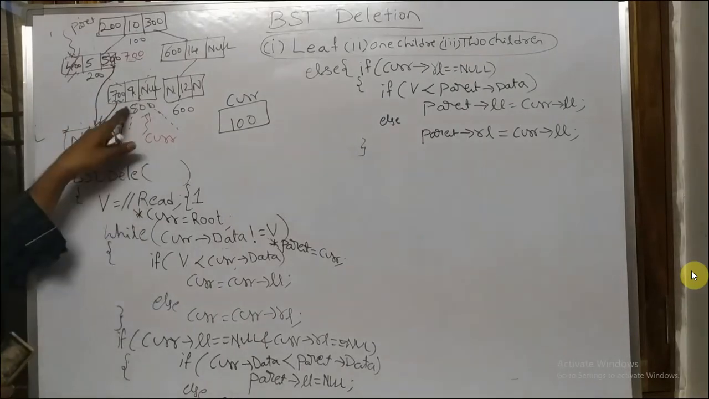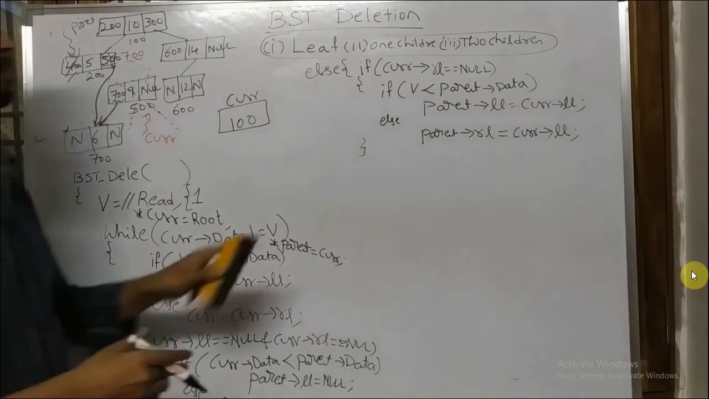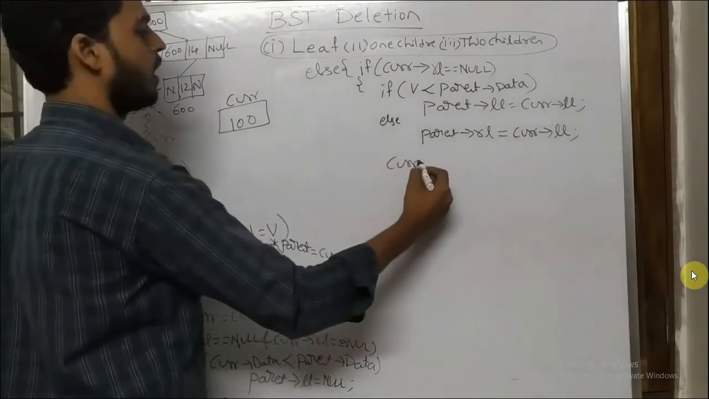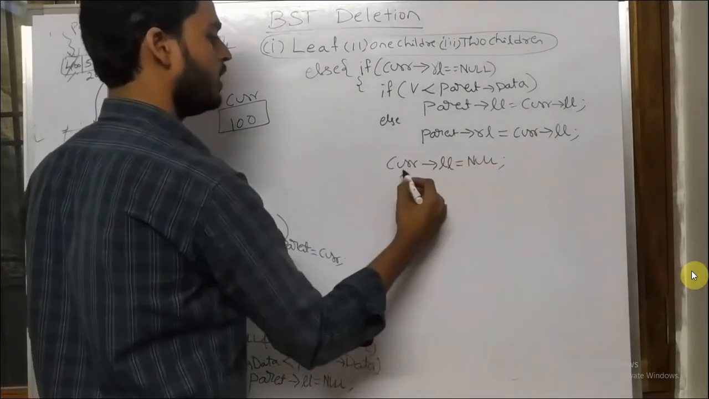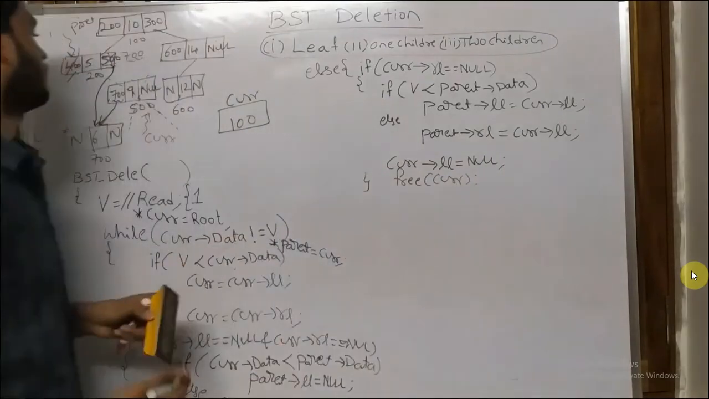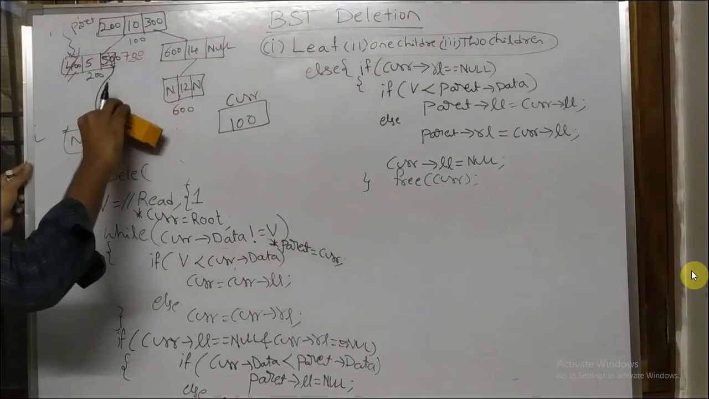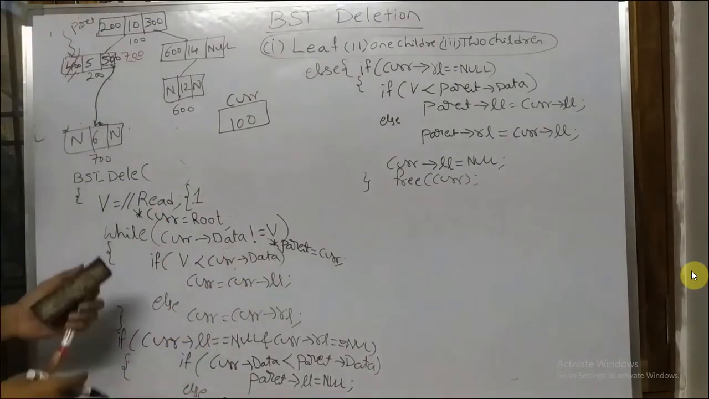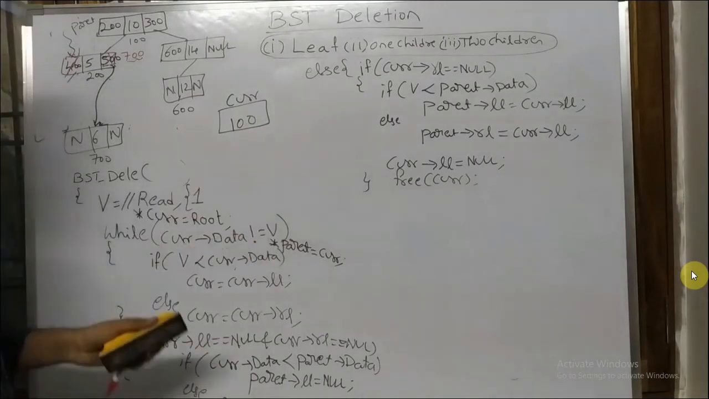So then what do you need to do? You need to make this corresponding left link null as well. How can we make this corresponding left link null? Current tends to left link equal to null, and then you need to free the deleted node. I deleted this one. Okay. See, you are thinking that it will be a very huge code, but it is very simple when you understand it.